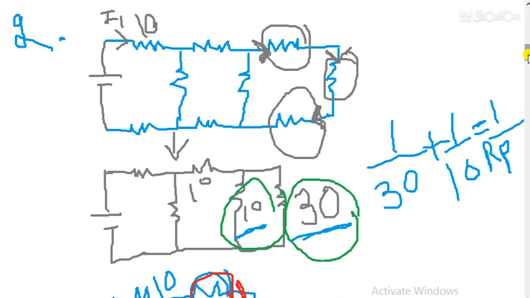So this is the basic trick. We have solved two questions here. Now we will see question number 3.